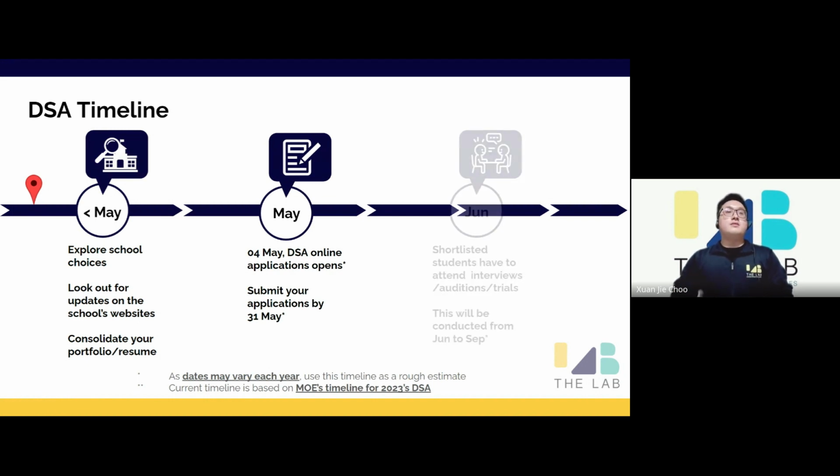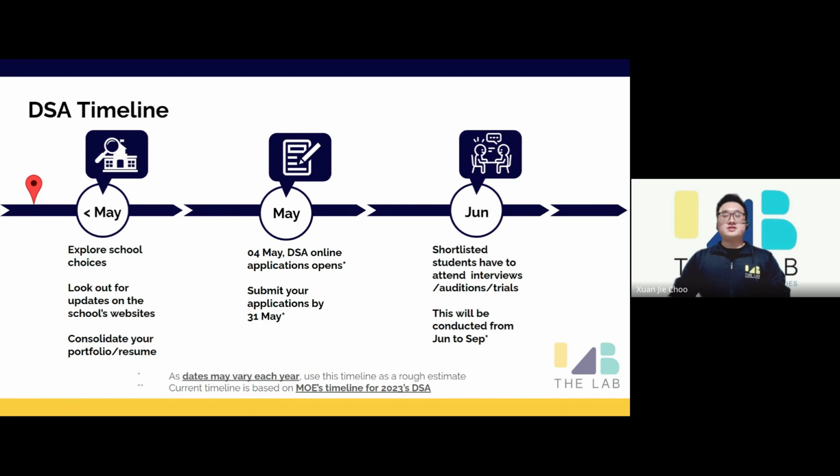After that, from June to September, shortlisted students will be contacted to attend interviews, auditions, and or trials at the respective schools. Each school will have their own requirements, and these can differ very much from each other.